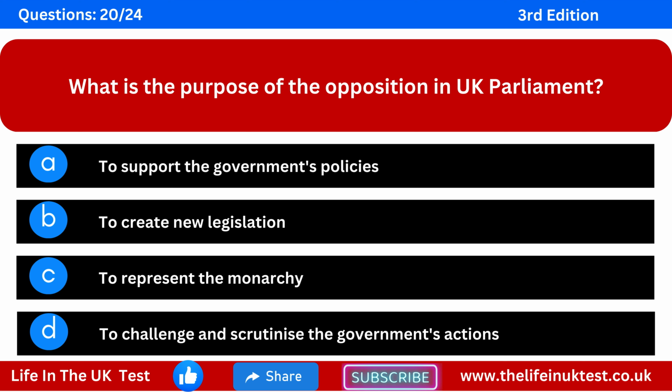What is the purpose of the opposition in UK Parliament? Option A: to support the government's policies. Option B: to create new legislation. Option C: to represent the monarchy. Option D: to challenge and scrutinize the government's actions.